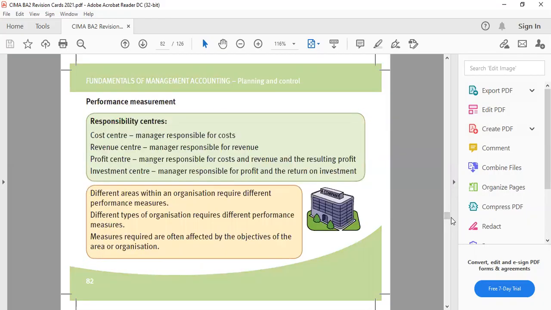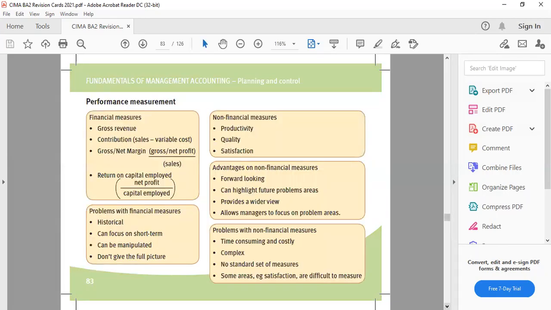Under performance measurement, we've learned about the topic called responsibility center. Then, if the performance has to be measured in an organization, how is the performance measured? The performance measurement is both in terms of financial aspect and non-financial aspect. We understand performance is measured by way of profitability. That is the financial aspect, whether sales is increased, cost is decreased, profit is increased. So we generally understand that.